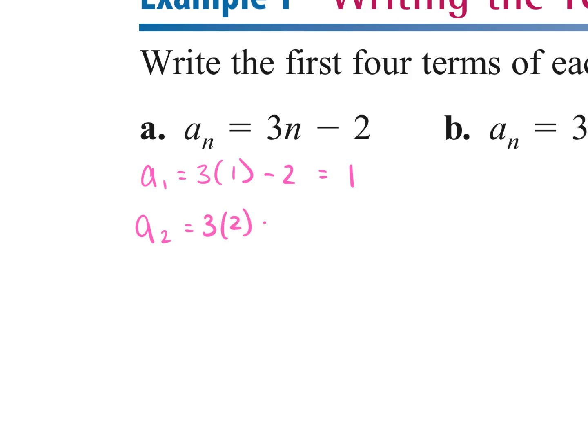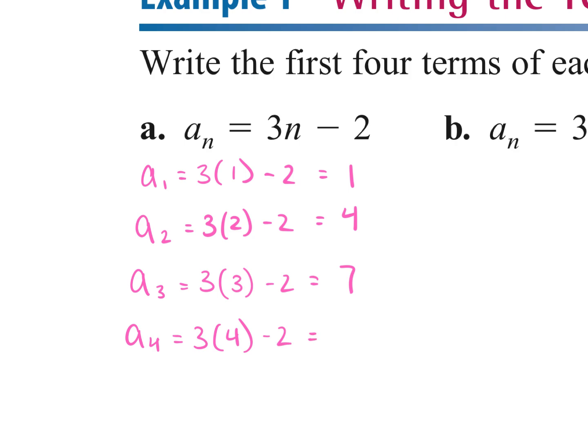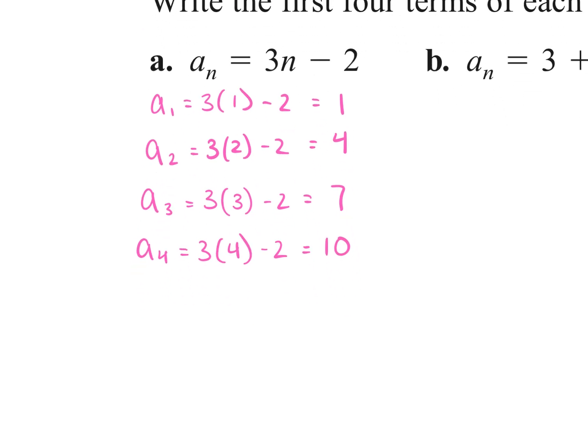Next, we're going to plug in 2. 3 times 2 minus 2. 3 times 2 would be 6. Minus 2 is 4. For our third term, we're going to plug in 3. So 3 times 3 minus 2. 3 times 3 is 9. Minus 2 is 7. Then our fourth term, a sub 4, would be 3 times 4 minus 2. 3 times 4 is 12. Minus 2 would be 10. So these would be our first 4 terms. We have 1, 4, 7, and 10.